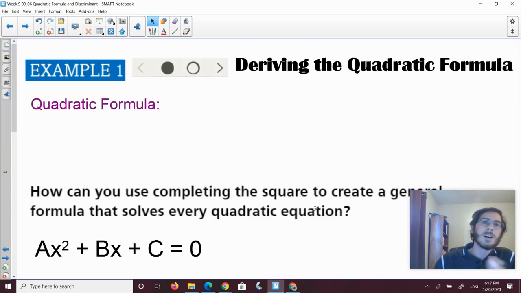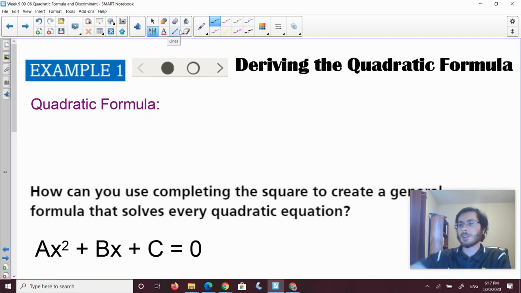So example 1 has us actually derive the quadratic formula. Now, this is something that you're not expected to do, but it is something that's useful to see because it connects this section with the one we just did, with completing the square. So if you want to skip over this section, feel free to. Make sure you do write down the quadratic formula that I'm going to show you right here.